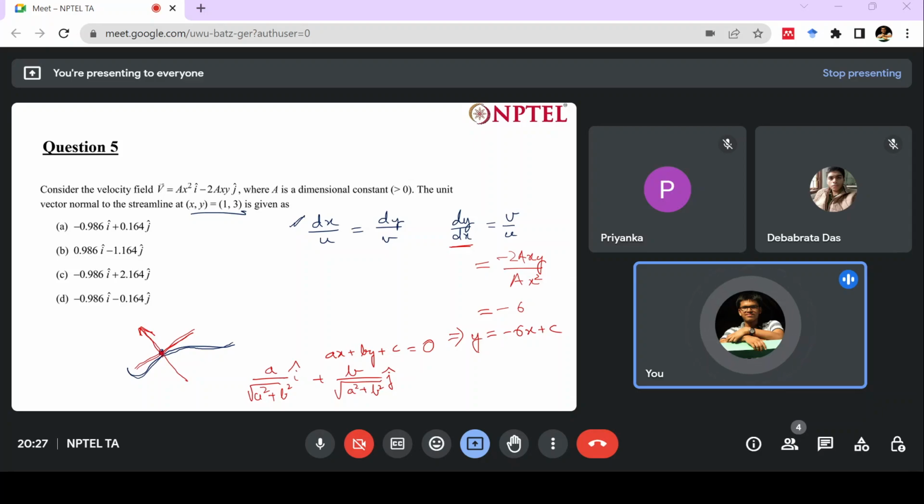So this is a simpler method, so you don't have to find a streamline. You can easily get your answer from here. So what's your answer? Your answer is basically 6 i cap divided by 6 square plus 1 square, so that is root over 37, plus j root over 37. So whatever is the value, this is your answer.